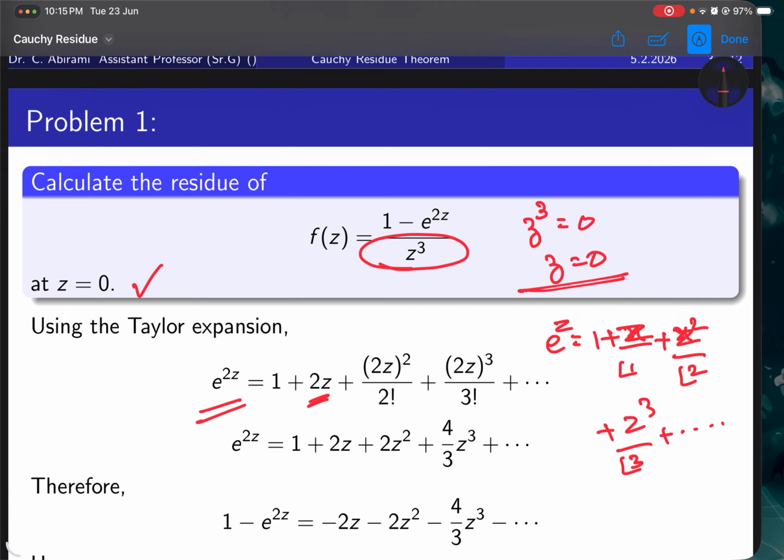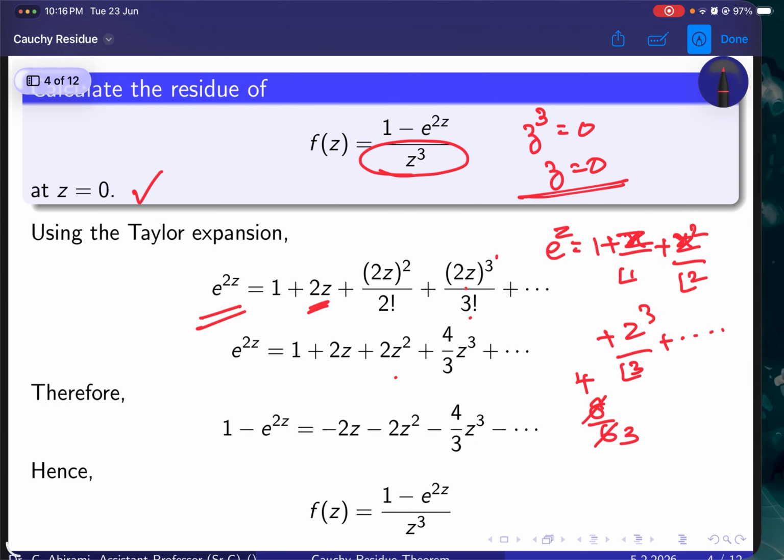So e^(2z) can be written as 1 plus 2z, plus 4z squared by 2, the 2 gets cancelled, giving 2z squared. Then 8z cubed by 6, that is 4 by 3 z cubed. From this I can subtract e^(2z) from 1. So 1 minus e^(2z) is, the 1 gets cancelled, minus 2z, and so on.